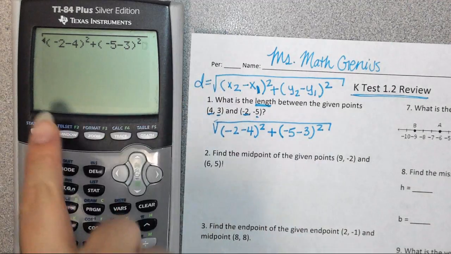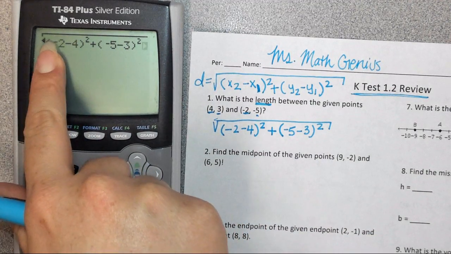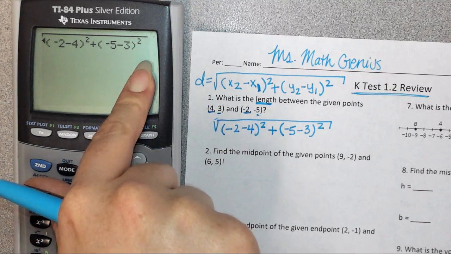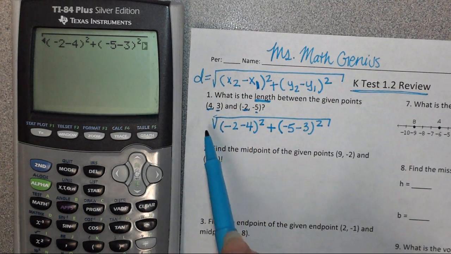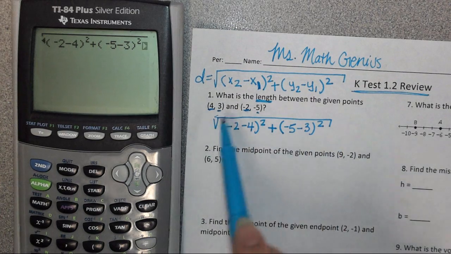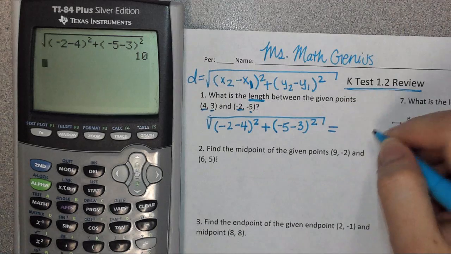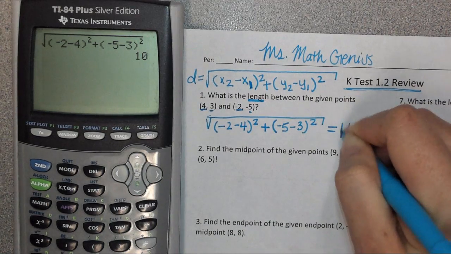Notice, when I type this in, this line is going across the entire thing. That's very important because you need to be taking the square root of all of this stuff, not just part of it. And that gives us 10.